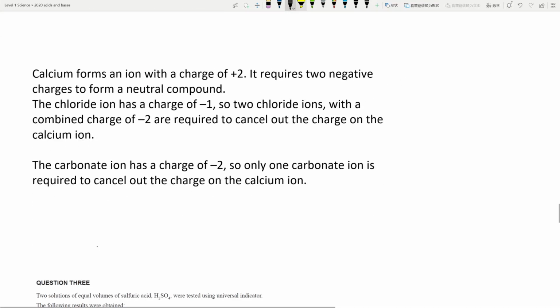Okay, so here you go. Calcium loses 2 electrons because of +2. It needs 2 negative charges to neutralize it, to form a neutral compound. So the chloride has a 1- charge, so you need 2 of that combined together to cancel out the charge. And the carbonate has 2-, and then the oxide is 2-, so you just need one of each: the Ca is 2+, and then the carbonate is 2-. One of each cancels each other out.